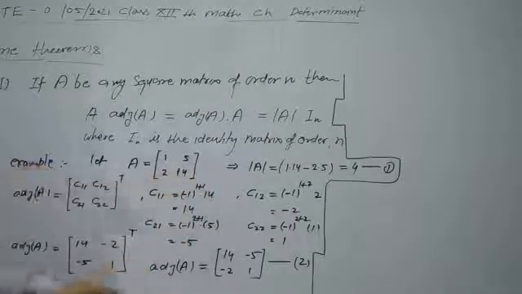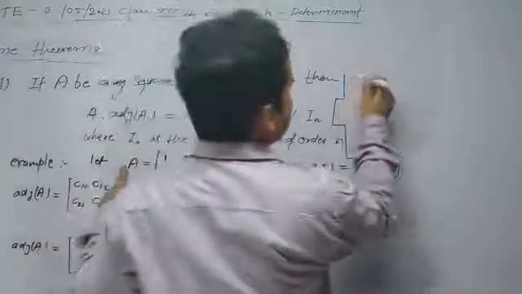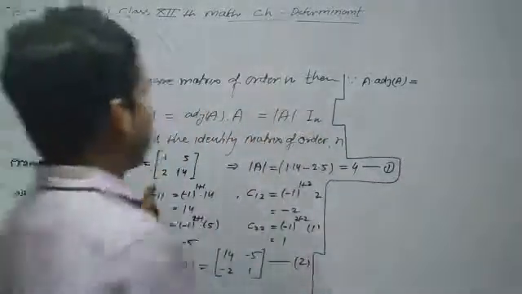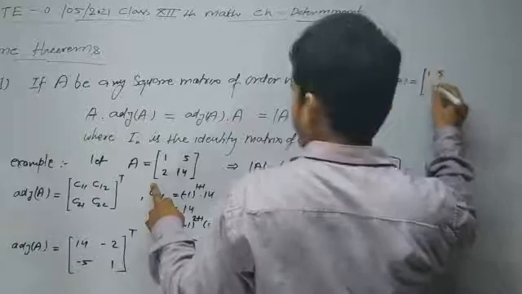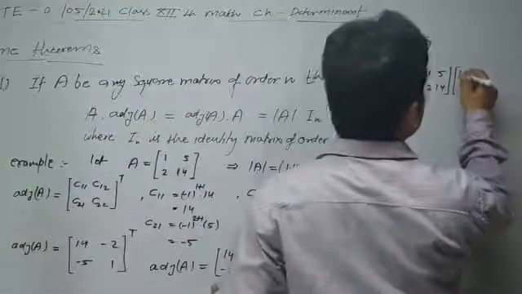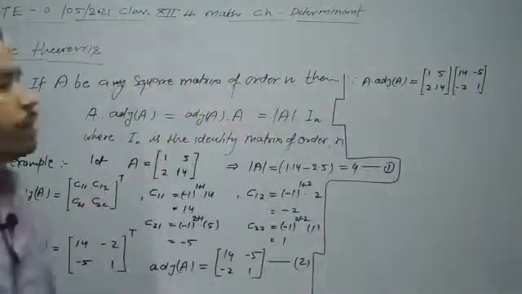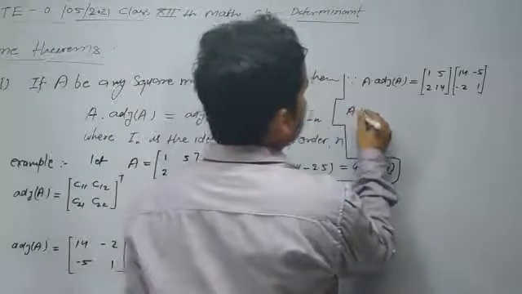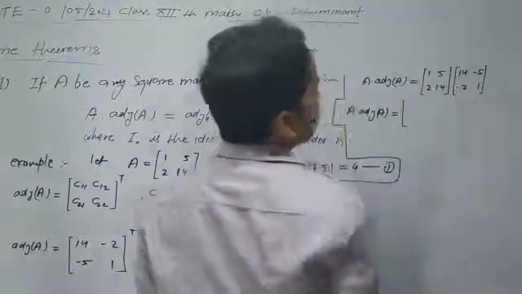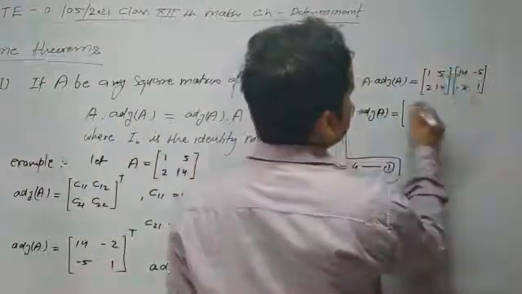Now we multiply A into adjoint of A. A is 1 5 2 14, and adjoint of A is 14 minus 5 minus 2 1. First row multiplied by first column: 1 into 14 minus 5 into 2, which is 14 minus 10, that is 4.